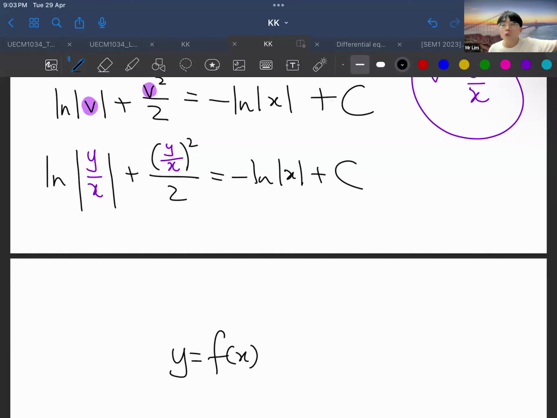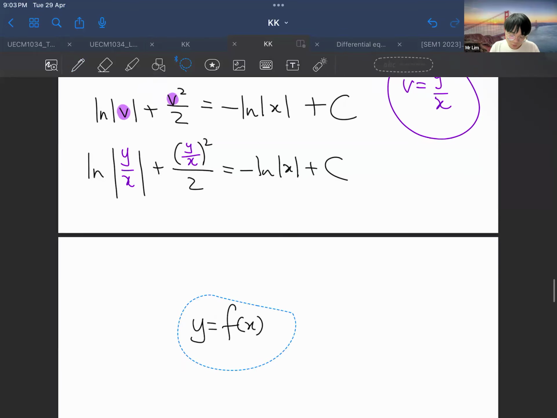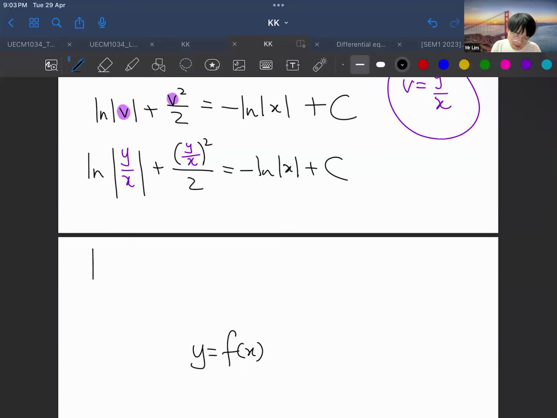No one in this world knows how to make y in terms of f(x). So in that case, it's okay. We leave our final answer just like that. For example, in this case, we just leave our final answer as this one plus this one, you can simplify: y squared over 2x squared equals negative ln x plus c.